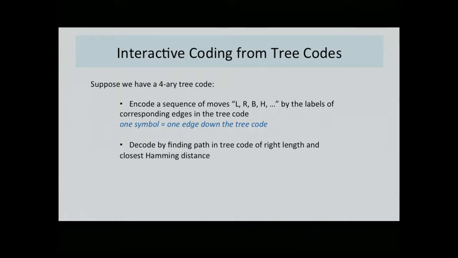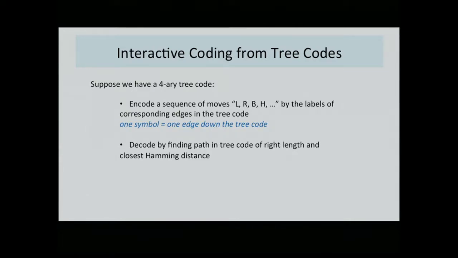and by 4-ary I don't mean that the number of things in my alphabet to label is 4. I mean that, instead of a binary tree, since I want to encode these 4 possibilities, I'm going to have a tree code where my tree has 4 branches coming out of each node. And let's say there's some constant size alphabet that I can label it with and I can get a tree code. Then I can encode a sequence of these moves, left, right, back, and hold, by the labels of the corresponding edges in the tree code.